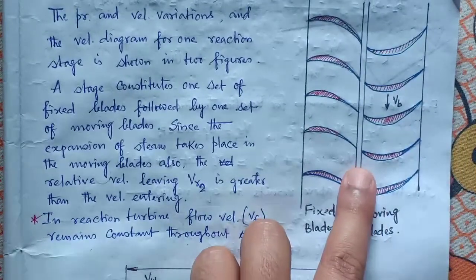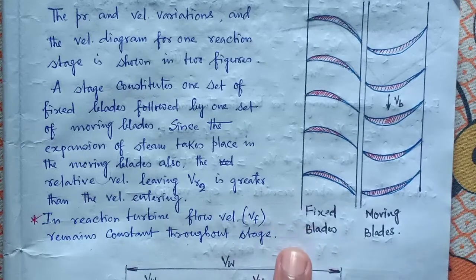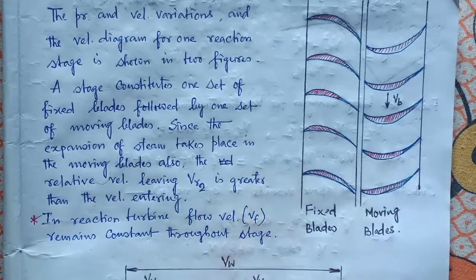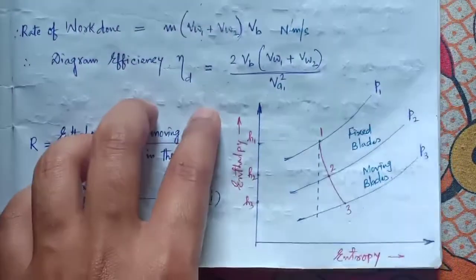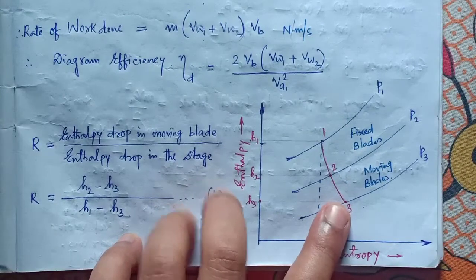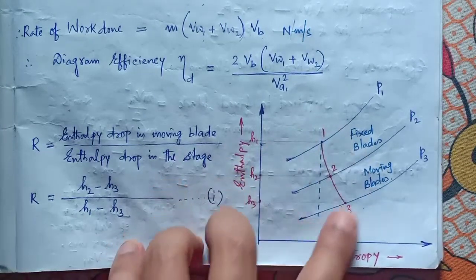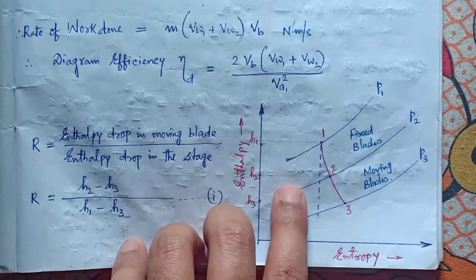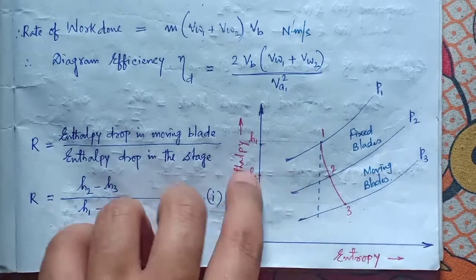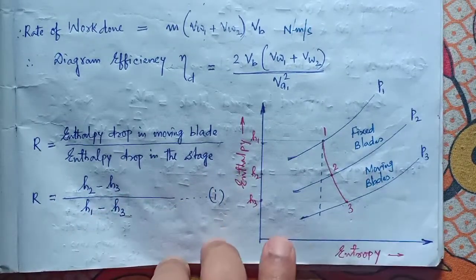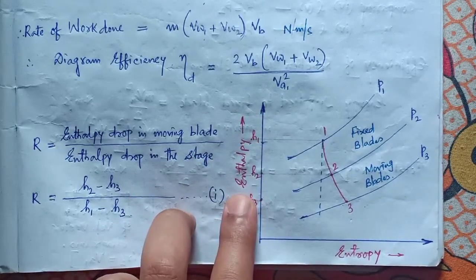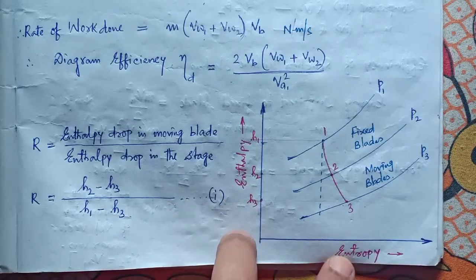As this figure shows, the mounting of two sets of blades, one fixed and another moving, and the enthalpy-entropy diagram that I have already plotted, this one. From this diagram for the expansion process, we can have a good idea of how the expansion takes place. This is enthalpy versus entropy: the x-axis represents entropy and the y-axis represents enthalpy.